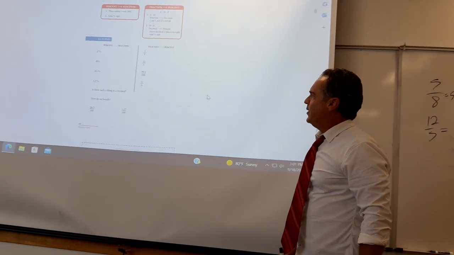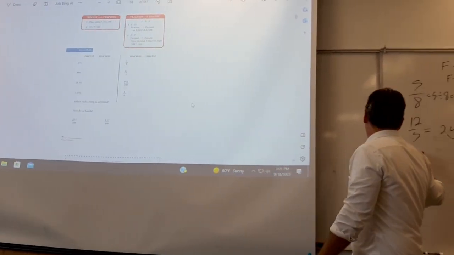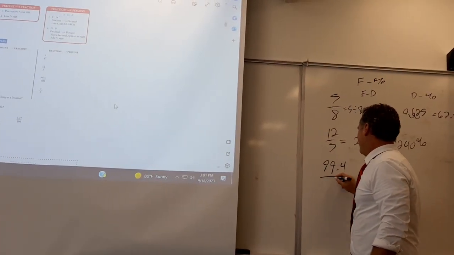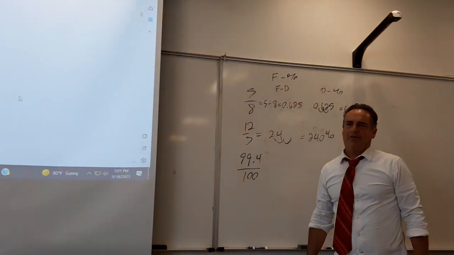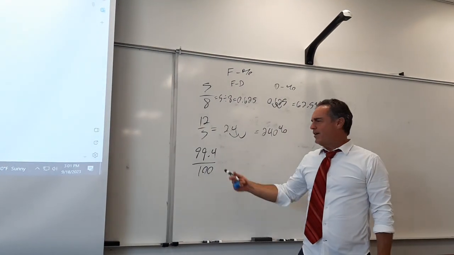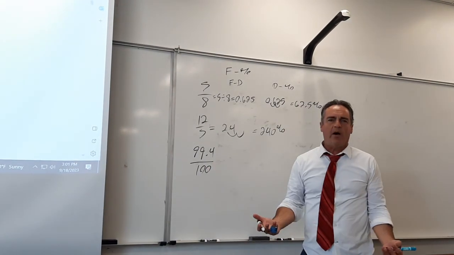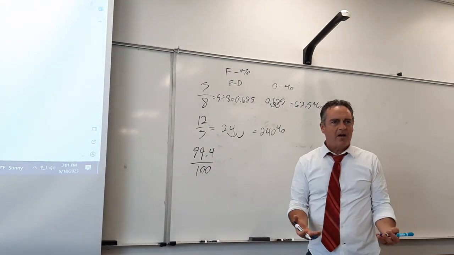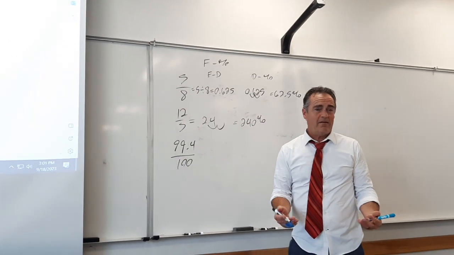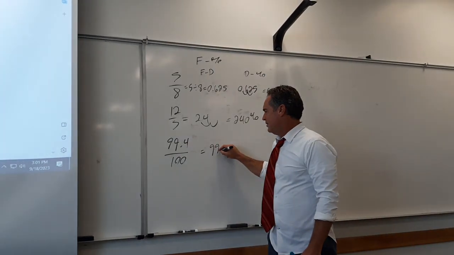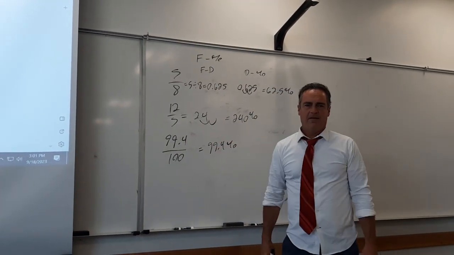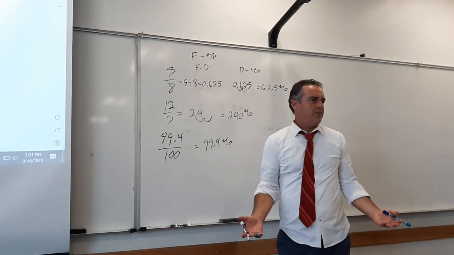Go to the next one, we got 99.4 over 100. Okay? I put that one up there to mess with your minds. Okay? You divide it on a calculator, do all that stuff, you're wasting your time. Because divided by 100 means what? What's divided by 100 mean? Percent. It means percent. So doesn't that just equal 99.4%? Because divided by 100 means the same thing.